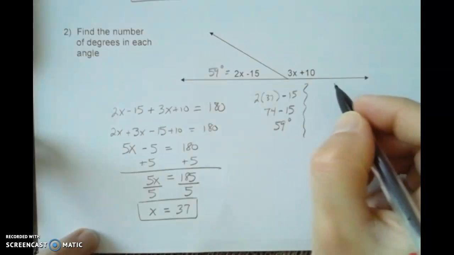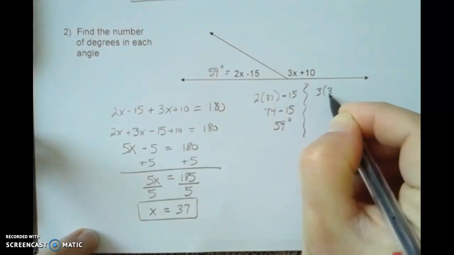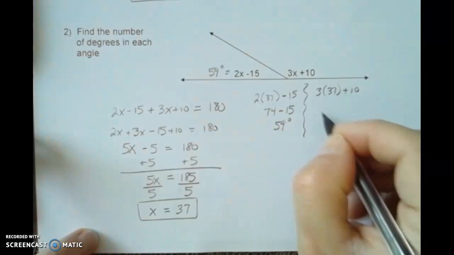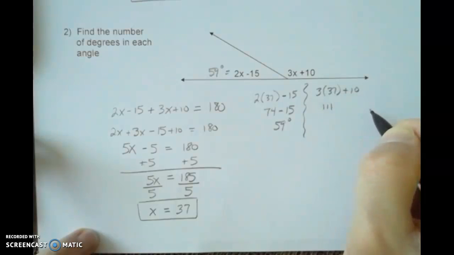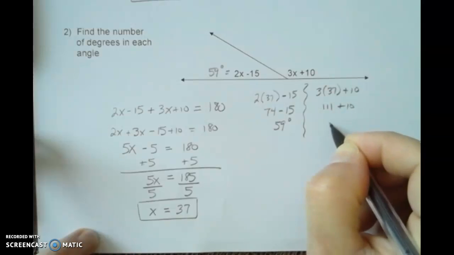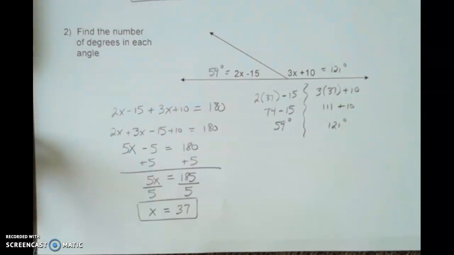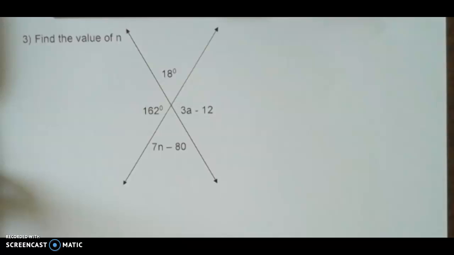Again, I'm going to substitute in the value of x. 3 times 37 plus 10. 3 times 37 when I multiply is 111. Add 10 to that, and that gives us 121. So this is a 121-degree angle.